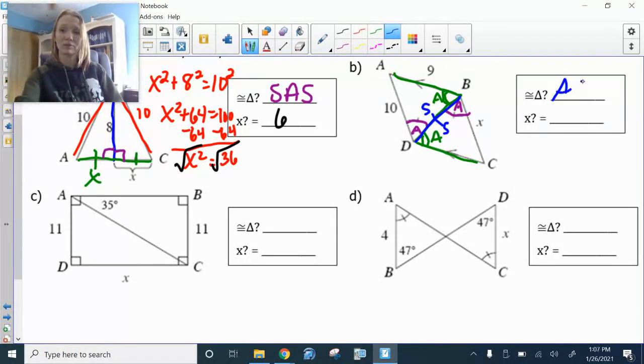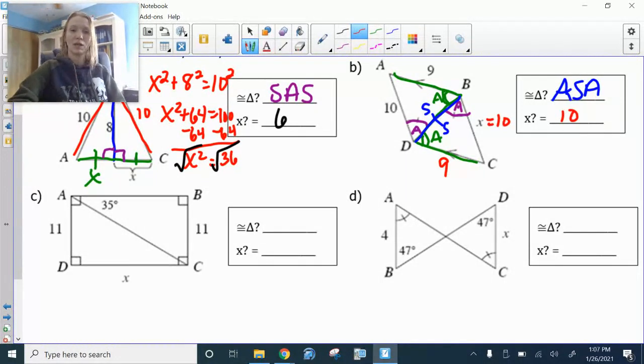This would be our angle side angle. So if we know the triangles are equal, do we have enough to say that all of the parts are equal? Yes. So that means the top would be 9, so the bottom would be 9. If the left side is 10, then the right side, which is what x is, is also 10. And there we have it.